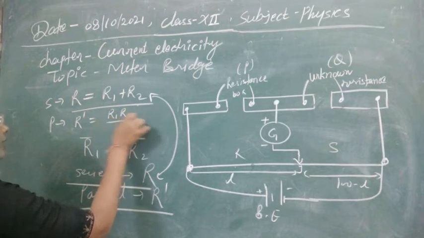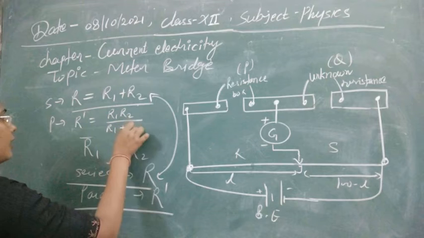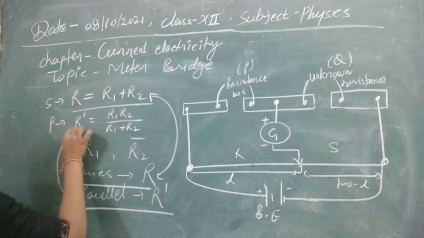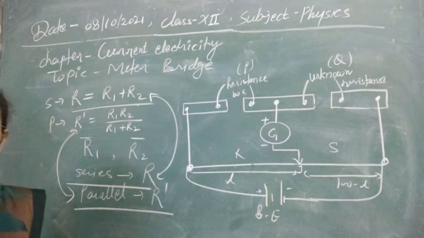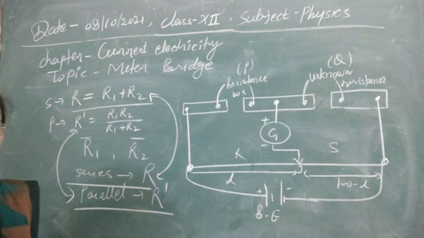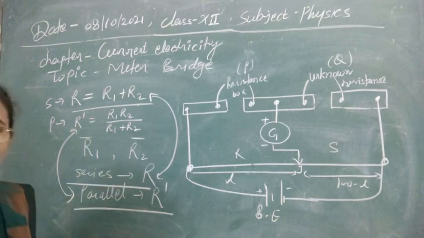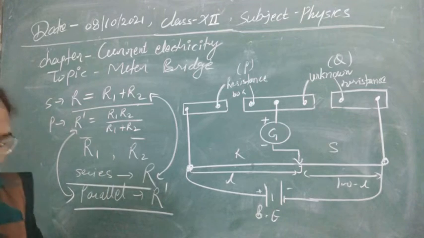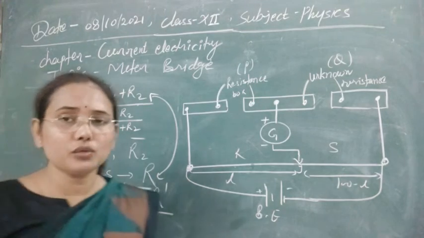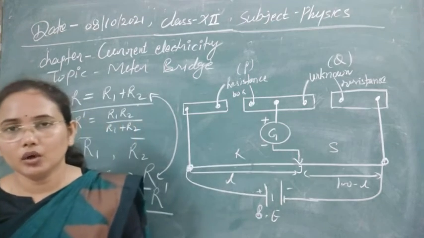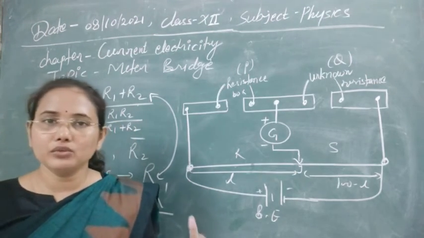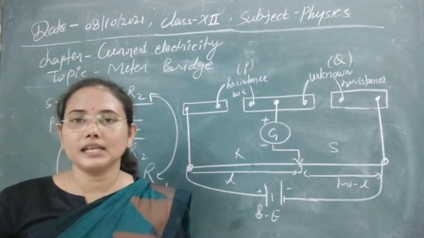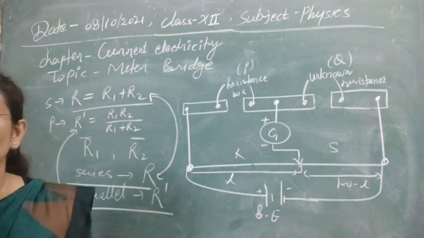Second, similarly for the parallel combination, as we know, the resistance by formula is given as R1 R2 upon R1 plus R2. You can match these two values and see whether they match. If they match, then definitely our formula is correct, because experimentally it is now proved. So we can easily verify the law of combination of resistors by using the meter bridge, or the principle of the meter bridge.